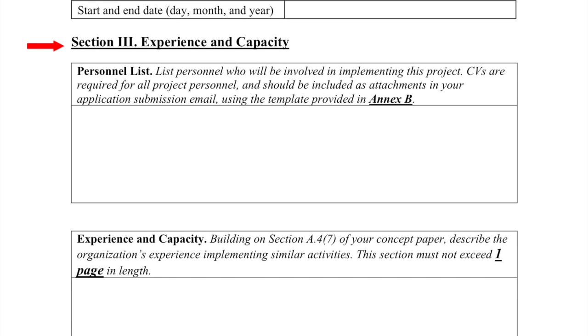In Section 3, you will describe your experience and capacity in delivering similar work so that we can evaluate your capabilities. It is important that you focus this section on relevant experience for the grant work proposed. We are not looking for an exhaustive list of every activity that your organization has done. Be specific and focused in what you provide in this section.